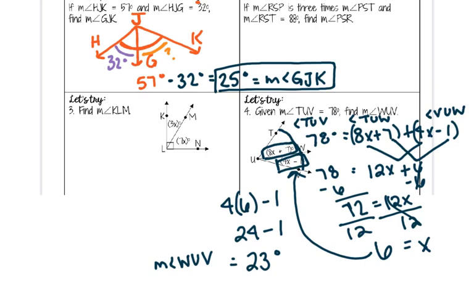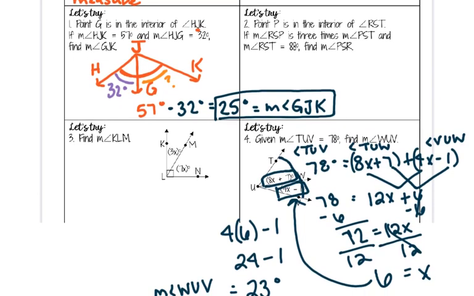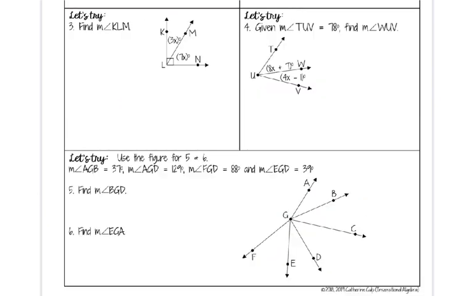So we've solved that problem. I want you to do the rest of them. You may need to pause it here. I also want you to continue by doing 5 and 6. 3 and 4 were on the last page, but 5 and 6 I want you to add on. And that is the angle addition postulate.